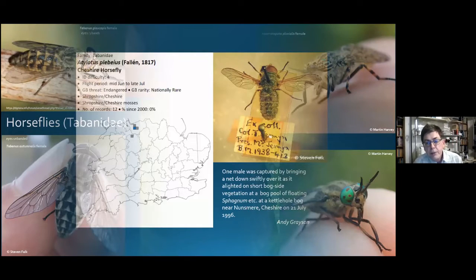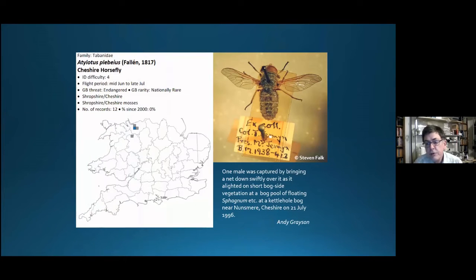One horsefly that's been of particular interest to the Tanyptera project is this Cheshire horsefly, for obvious reasons. It is associated with the county of Cheshire, and in recent times it has only been found in Cheshire. And when the Northwest Invertebrates project was starting up, it was realised that there hadn't actually been any records of this species since the 1990s.